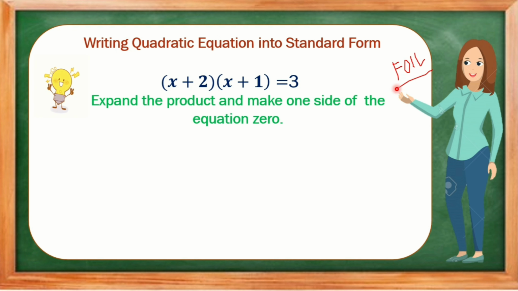FOIL method, yung F, ito yung first term. So, i-multiply natin yung first term dito at saka dito. So, ang first term natin dito is yung x. Ang first term naman natin dito ay yung x. So, yun yung i-multiply natin. x times x is equals to x squared. Then, yung outer natin, so yung x times positive 1 is equals to x.